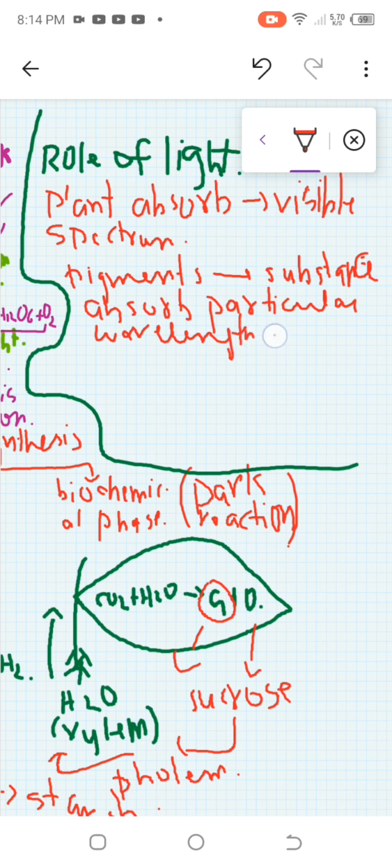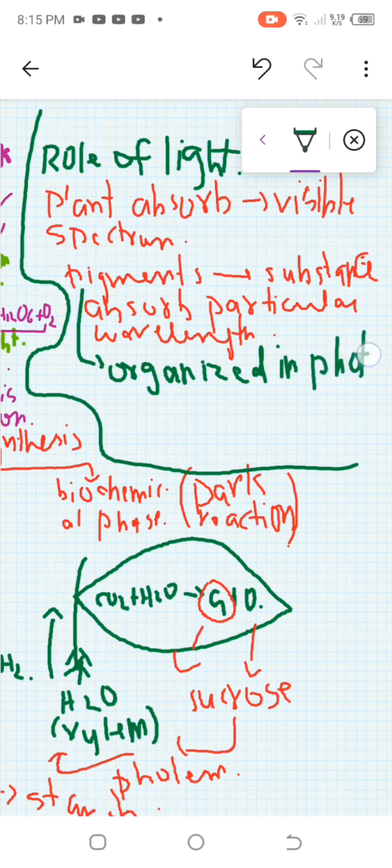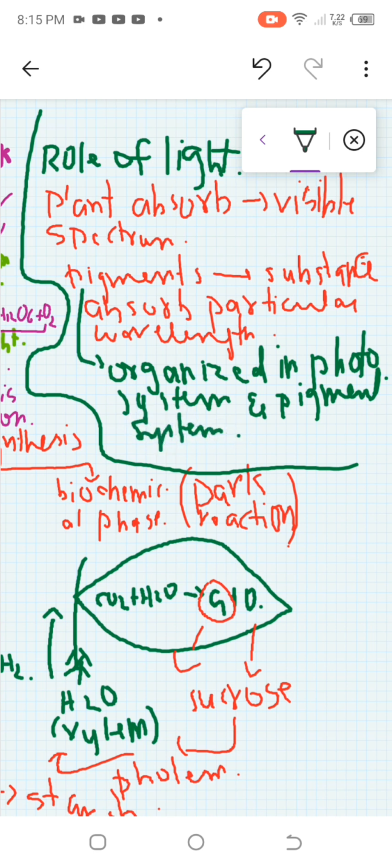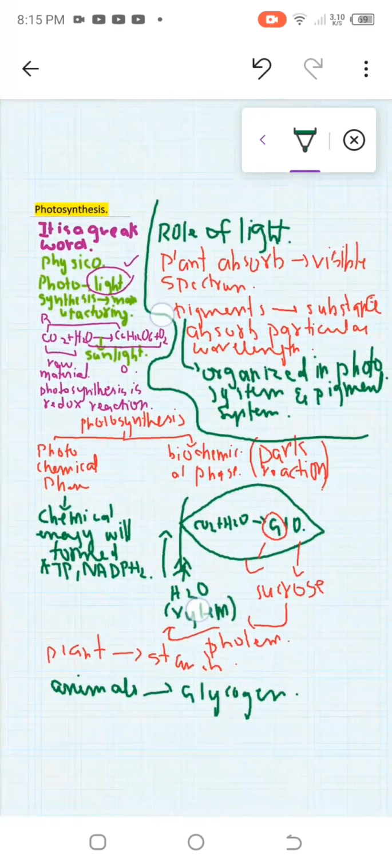After that, these pigments are organized in a photosystem, or we can say pigment system. Here we have two types of photosystems that are present in the thylakoid membrane. In the next video, we are going to talk about these pigments, the two types of photosystems.